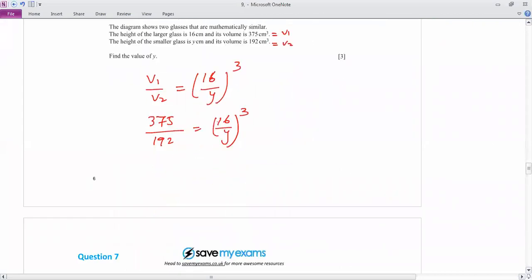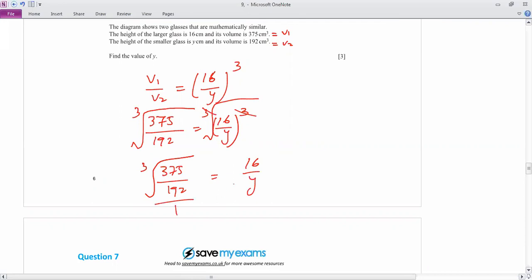Take the cube root because we have to find y. So first we need to get rid of the cube. So take the cube root on both sides. Take cube root, take cube root. So it cancels. The cube root of 75 over 192 is equal to 16 over y.